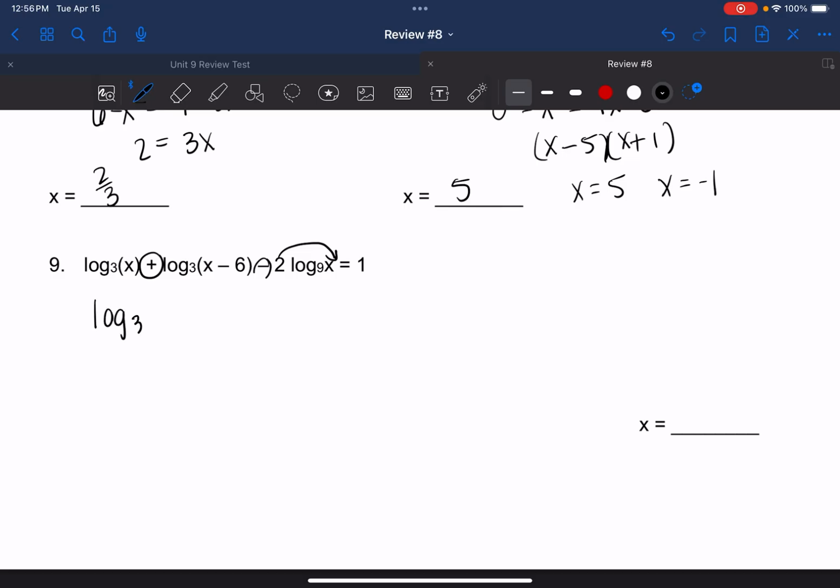I can keep my log base 3 of x times x minus 6. But here we had a base of 9, so I'm going to have to do that change of base formula, which is 2 log of the base I want, which is going to be 3. And then you keep your m on the top. And then I write that log base 3 in the bottom, and I put my b in the bottom, which is the 9, equals 1.